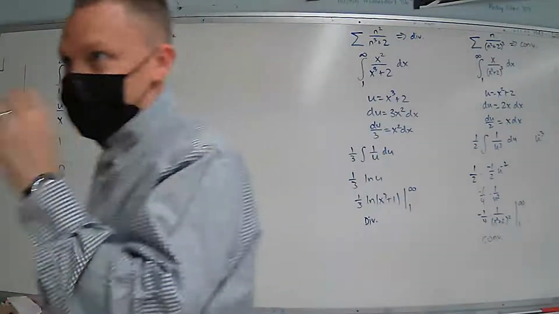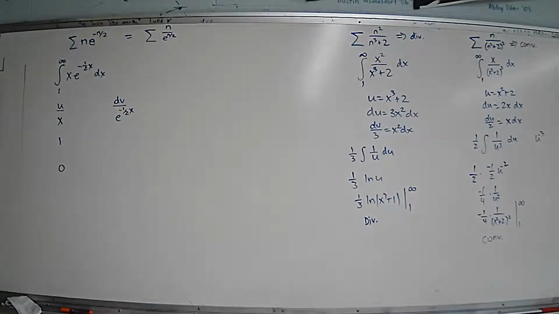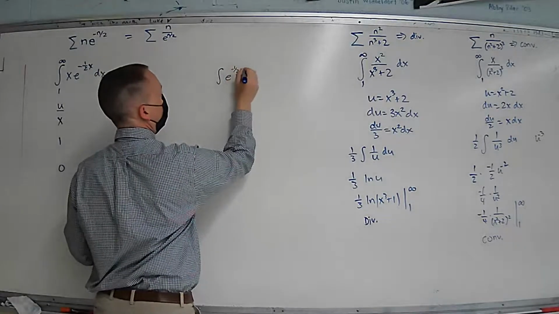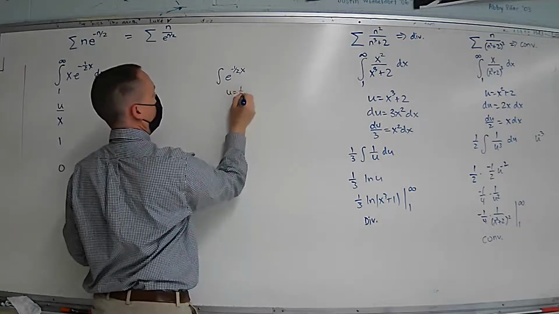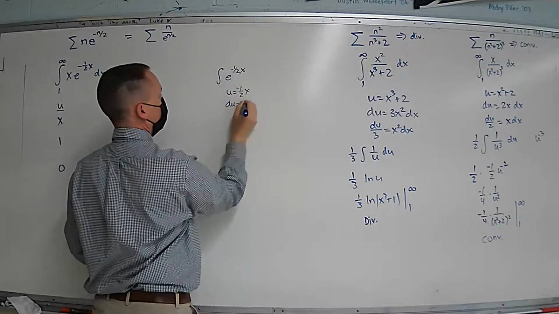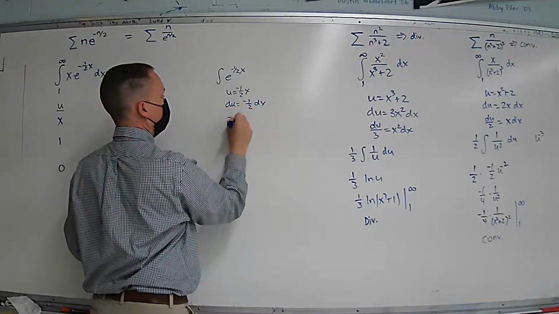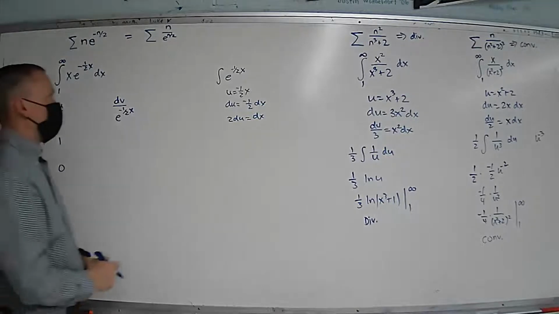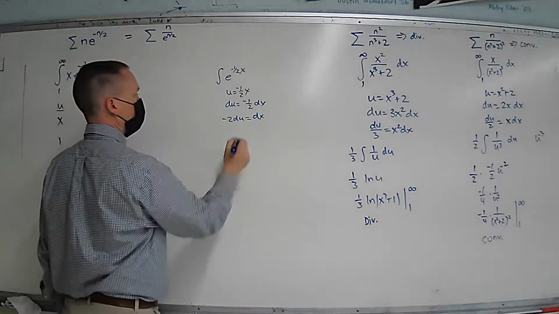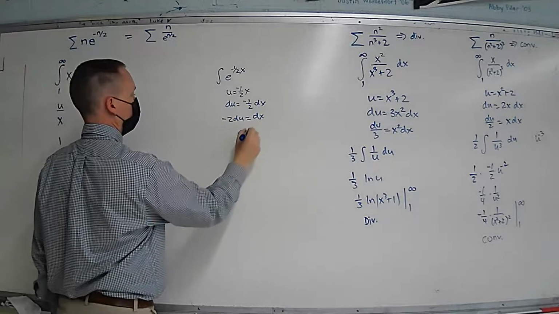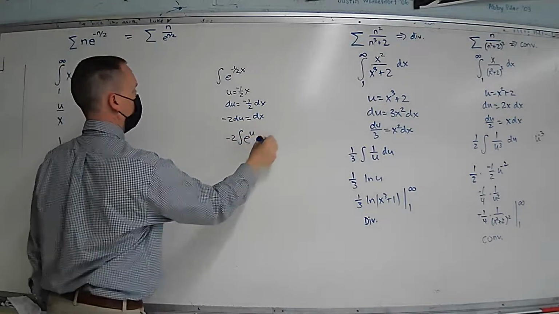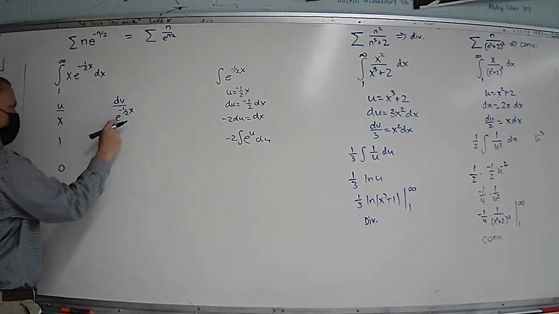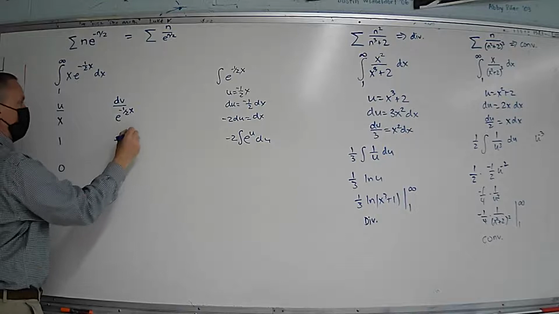What's the antiderivative of e to the negative 1/2 x? Well, the way we do that, if we don't know, is we think of that as a little u sub. U is negative 1/2 x. Du is negative 1/2 dx. Negative 2 du is dx. So that's e to the u, negative 2 du. So the antiderivative of e to the negative 1/2 x is negative 2 e to the negative 1/2 x.